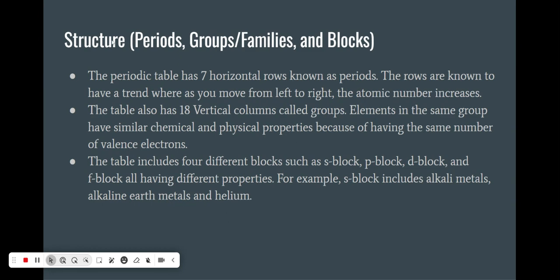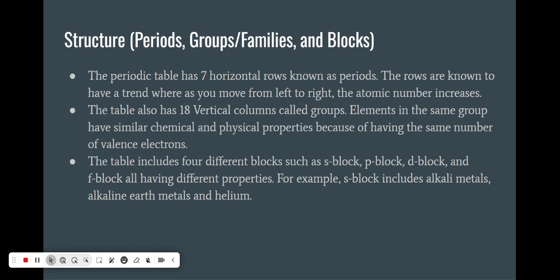Structure: periods, groups, families, and blocks. The periodic table has 7 horizontal rows known as periods. The rows are known to have a trend where as you move from left to right, the atomic number increases. And the table also has 18 vertical columns called groups, and elements in the same group have similar chemical and physical properties because of having the same number of valence electrons.